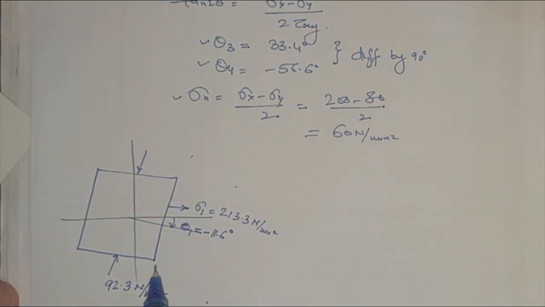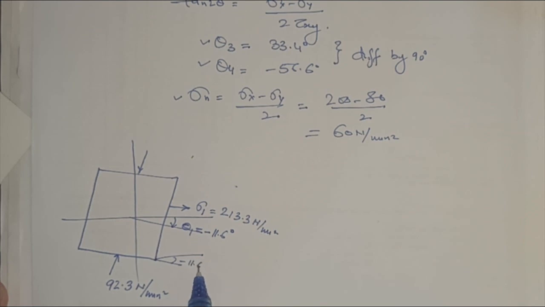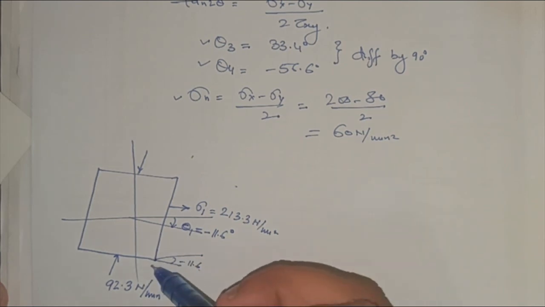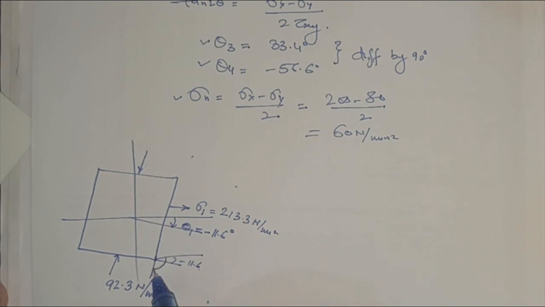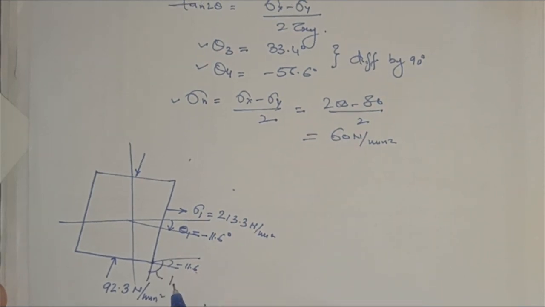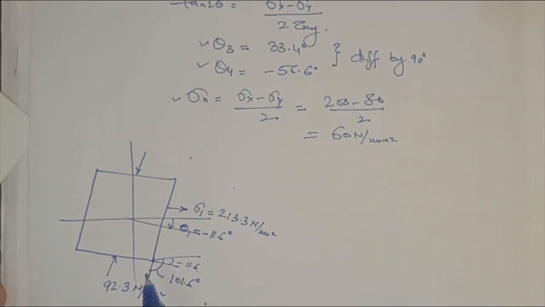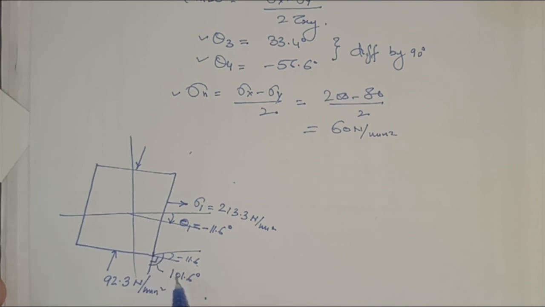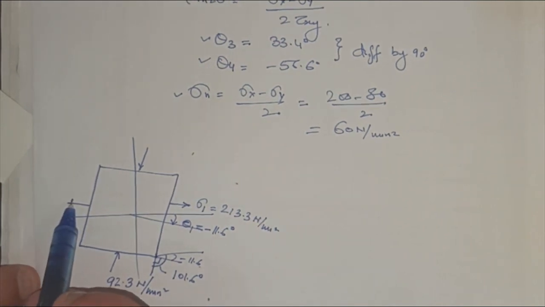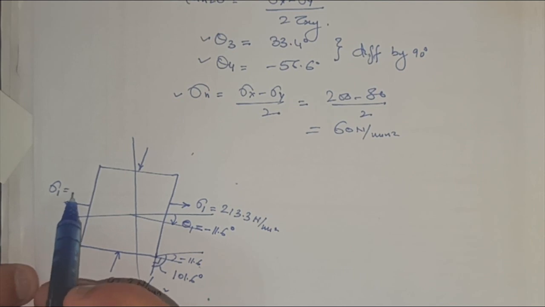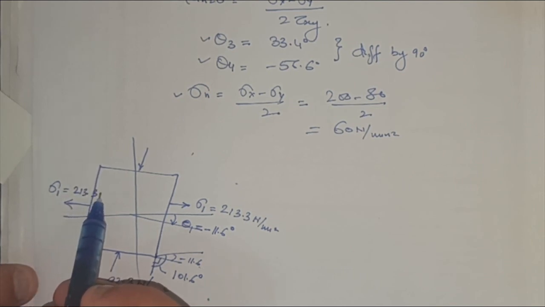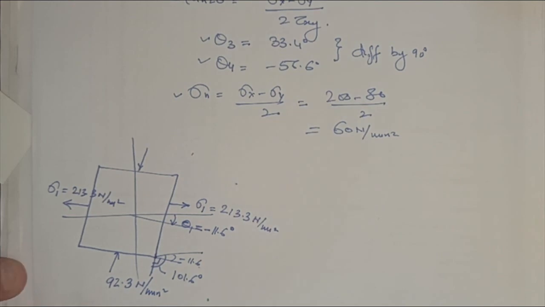And what will be its orientation from the horizontal? This is my original orientation, this is minus 11.6, and this is my new plane. So the overall orientation is 101.6 degrees, that is 90 and the rest is 11.6. This is how it is represented. Also represent the stress here, sigma 1, with the same value, 2013.3 Newton per mm square, and represent the other stress also.